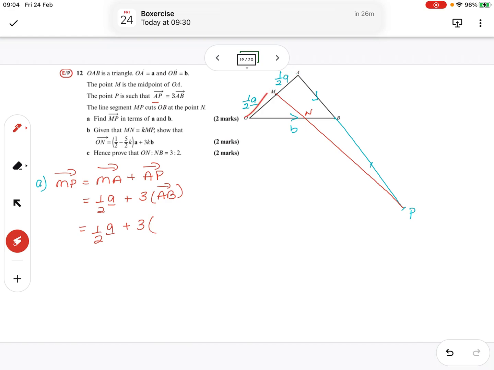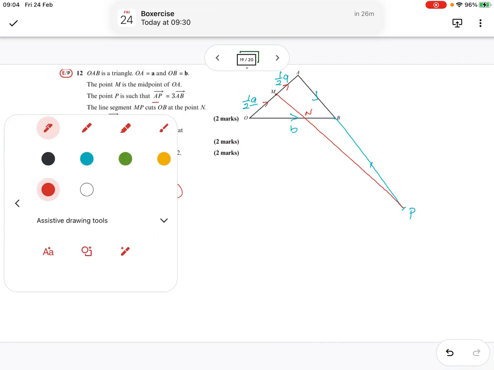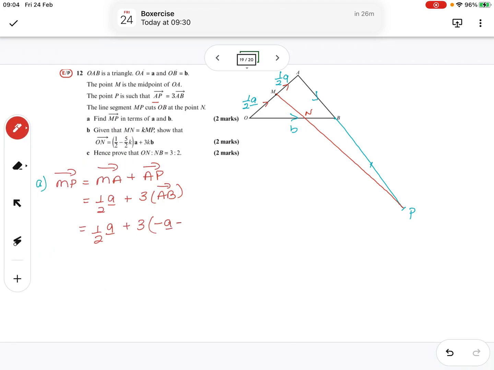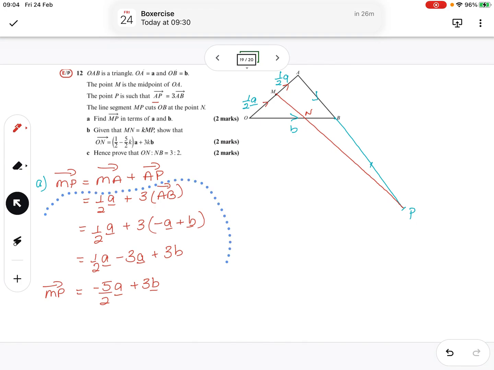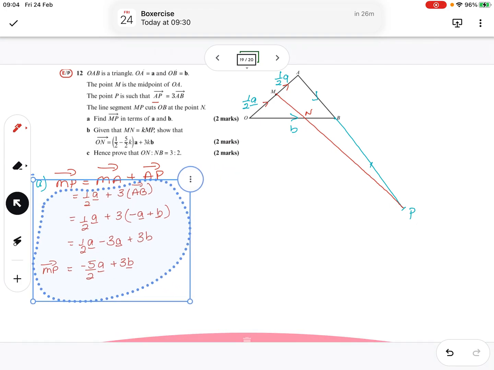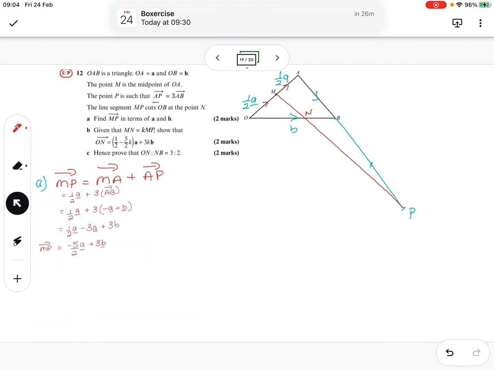I'm here, I need to go down here, so that is going the wrong way, isn't it? So it's minus A plus B. Multiply it out: I've got a half A minus 3A plus 3B. So minus 3 plus a half is minus 5 over 2, or 2.5, A plus 3B. So that's my MP, and that's the first question done. 2 marks in the bag. I'm happy with that.